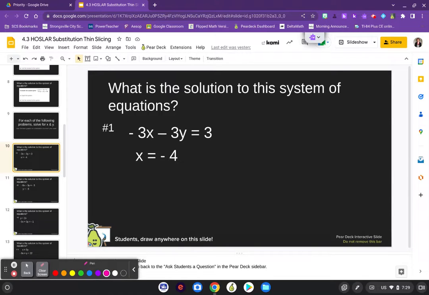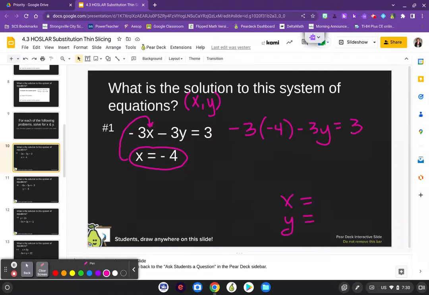And so I put this on the board, and students had to determine what the solution was. And again, a solution is that ordered pair (x, y). So in the end, they had to tell me what x was equal to and what y was equal to. Well, actually, I already know what x is equal to. And since x is equal to -4, I can replace or substitute -4 in for x to help me find y. So I'm going to do that.